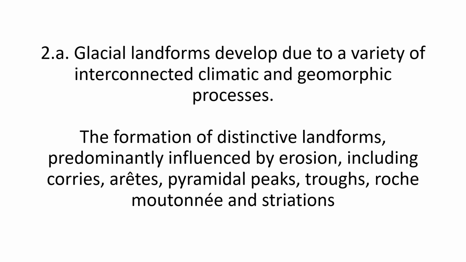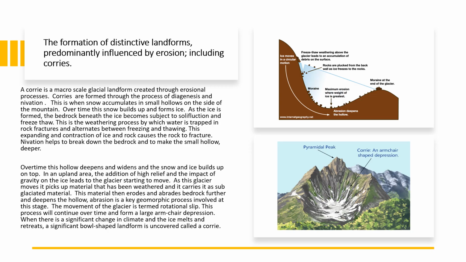Okay, 2.A, looking now at the distinctive landforms that are created as a result of erosion and some of those geomorphic processes we've just mentioned. So first of all, a corrie. Nivation plays a really key part in the formation of a corrie. Corries are these big macro scale landforms that we find when an area experiences deglaciation.